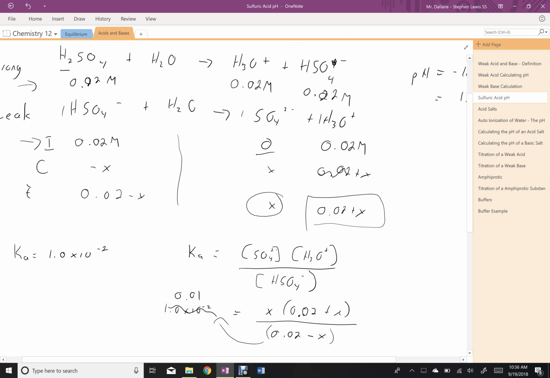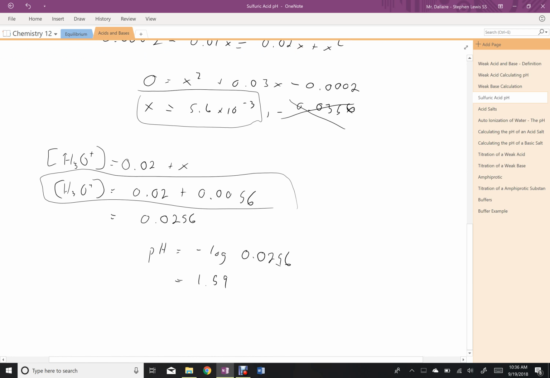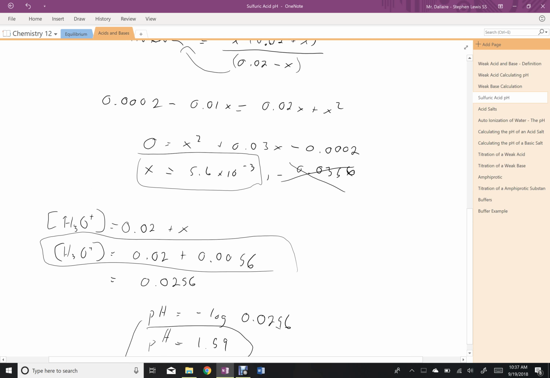So with the first proton process, I got a pH of 1.7. With the second proton process, I got a little bit more hydronium and my pH lowered to 1.59. So I guess the question is, is that enough of a difference to make it worthwhile to consider the second proton process when calculating the pH for this acid? The only answer I can really give you is it depends how accurate your pH needs to be. If it needs to be really, really accurate, then you should include it. And if it doesn't need to be that accurate, it's probably not that important. You can see it's only a small change to the concentration that happens because of the second proton process, but it's not an insignificant amount of change.